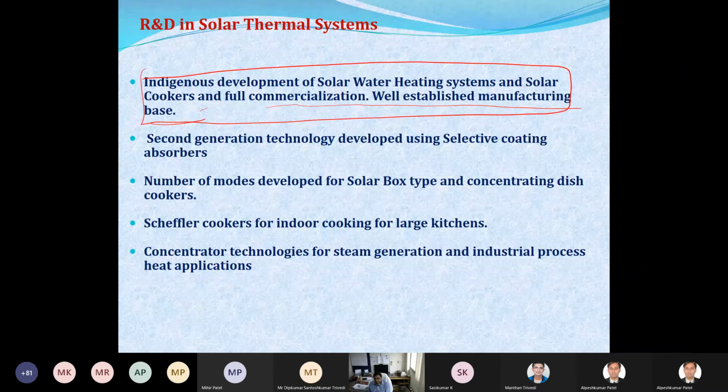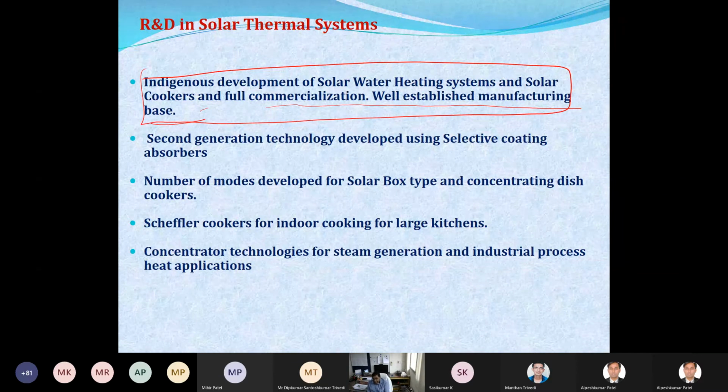Concentrated technology for steam generation and industrial process heat application. It is again something we are not thinking about. If somebody says you just do the solar thermal power plant area, what is the scope in that? You develop the concentrator or receiver or cavity or efficiency, that is there.